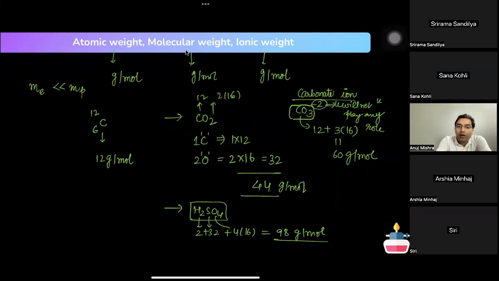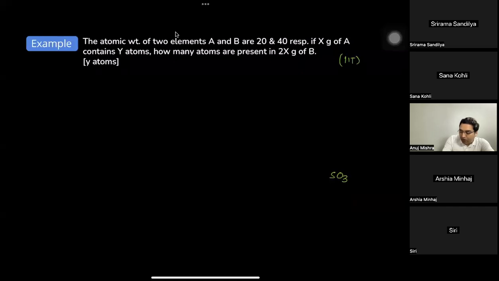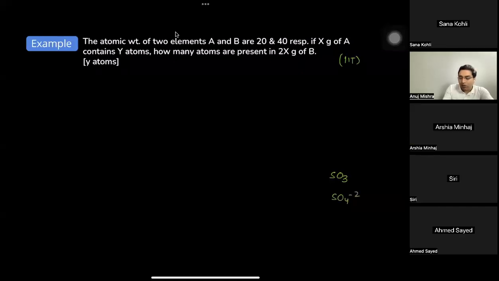So we know how to treat atoms, molecules, and ions. And just for practice, try to answer 1 or 2 more questions. Okay, so we'll try this question. This is an ITJ question. We'll try this question, but please answer this question beforehand. So I want to ask SO3 and SO4 -2. Molecular weight of this and ionic weight of this. Try to answer these 2 questions.